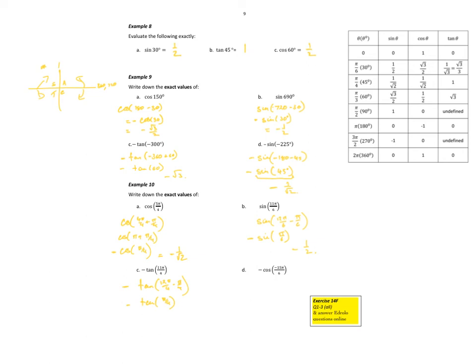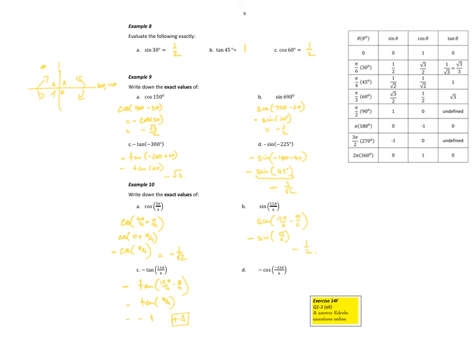Which quadrant am I in? So 3 pi minus pi on 4 puts me up into the second quadrant. Tan is negative there, so we've got another negative. Tan of pi on 4 is 1. So minus minus 1 gives me a positive 1.